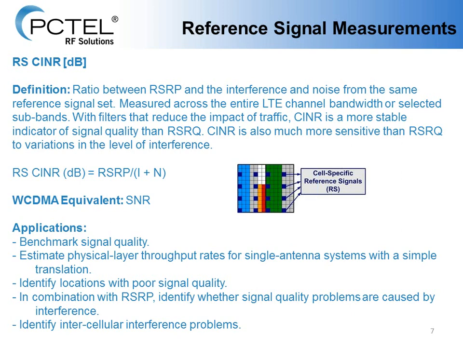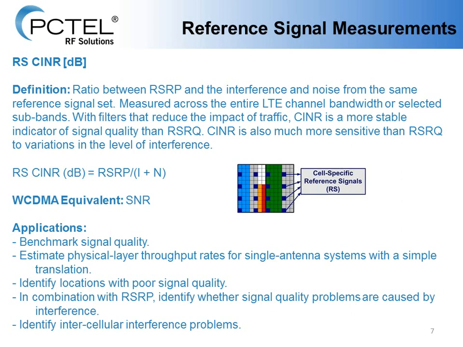Now, the reason why this is a very important measurement and why customers really rely on it is that it's a really good and much more stable indicator of signal quality than RSRQ. It's much more sensitive than RSRQ to variations in the level of interference and noise. So if you look at the formula shown here, you have RSRP divided by interference and noise. As soon as my interference or noise rises, my CINR goes down. It's the equivalent of what you would see in WCDMA for an SNR measurement.